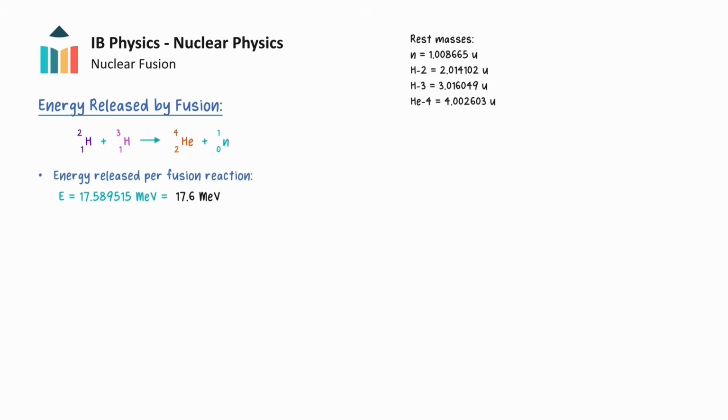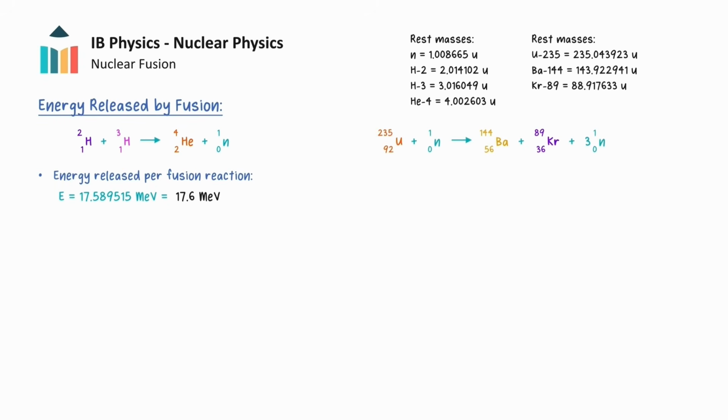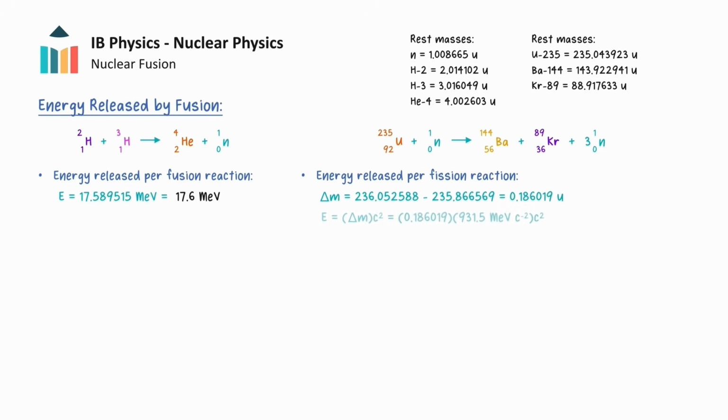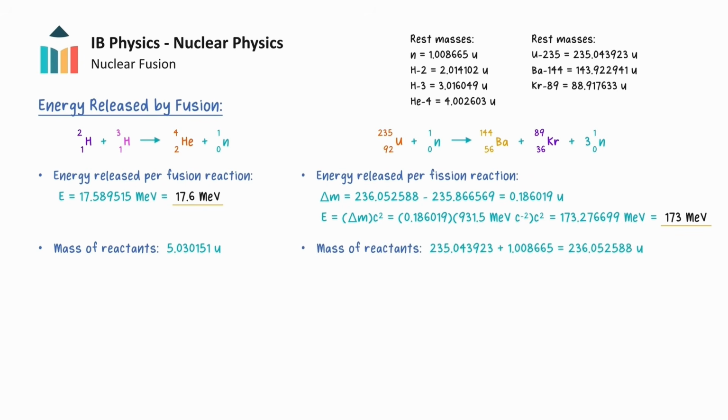Let's now compare the energy released from this fusion reaction with the fission of uranium-235. Fission of uranium-235 releases energy when it splits into two smaller nuclei along with a few neutrons, and this particular reaction releases 173 MeV of energy per reaction. As shown, the energy released from one fusion reaction will typically be less than the energy released from one fission reaction. However, the mass of reactants in a fusion reaction will usually be much less than the reactants used in a fission reaction.